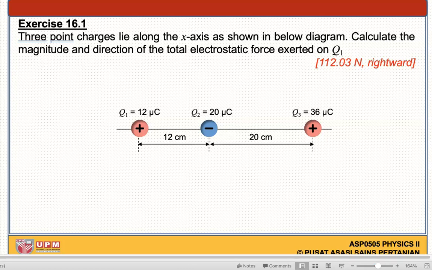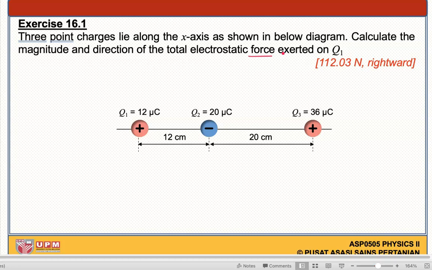Exercise time. Three point charges lie along the x-axis as shown in the diagram below. Calculate the magnitude and direction of the total electrostatic force. Yesterday we were talking about electric field. Now we are back with electric force. I hope you still remember the four steps, right? The dotted line, we already have that here.